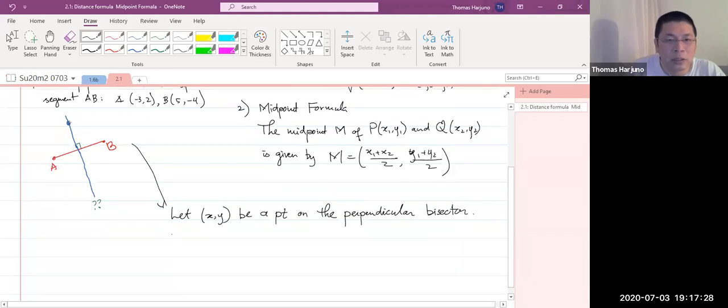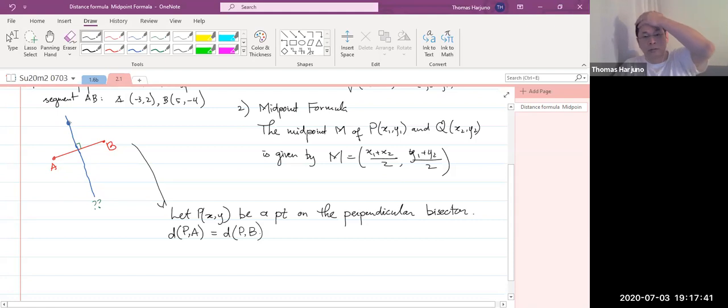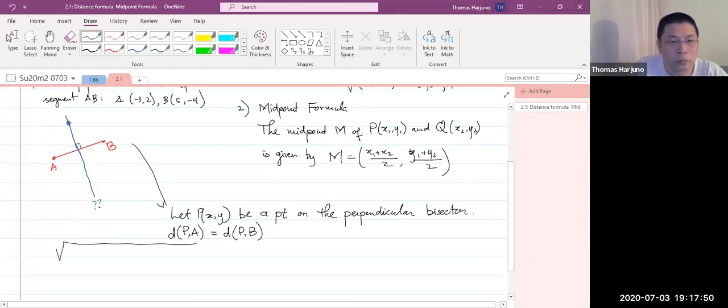Now the distance from that coordinate, let me call that coordinate P, to A should be equal to the distance from that coordinate P to B. What is the distance from coordinate P to A? That will be the square root of (x minus (-3)) squared plus (y minus 5) squared.